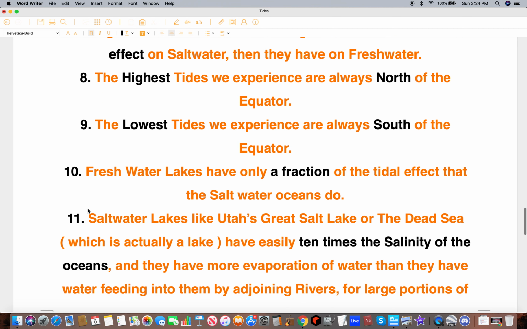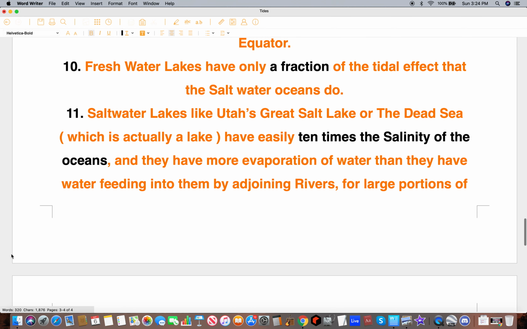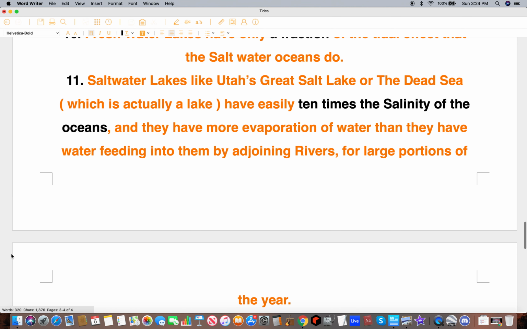Okay, saltwater lakes like Utah's Great Salt Lake or the Dead Sea, which is actually a lake, have easily 10 times the salinity of the oceans, and they have more evaporation of water than they have water feeding into them by adjoining rivers for large portions of the year. So lakes like this have a lot of salt in them. They don't have a huge amount of water in them, but they have massive density because of the salt.